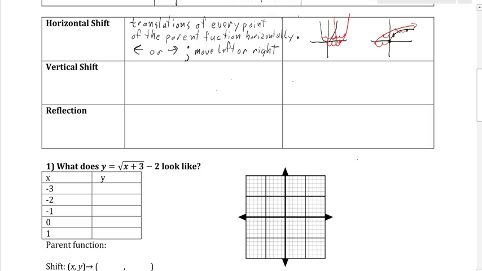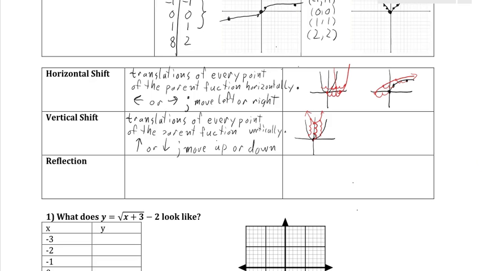Vertical shifts are the same thing. We're going to be translating every point of the parent function vertically, up or down. So yesterday we did this with our parabolas. We took our basic parabolas and we shifted them up or down. Every point got moved the same distance, and we knew the basic shape was a parabola the whole time. So today we have to take our other basic shapes, and we're going to be doing the same thing, shifting them up or down.